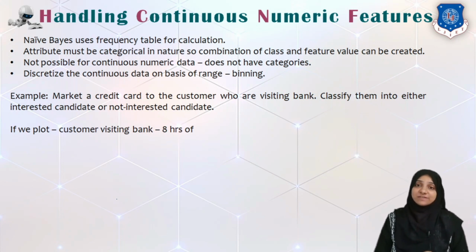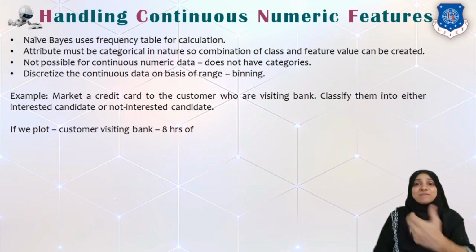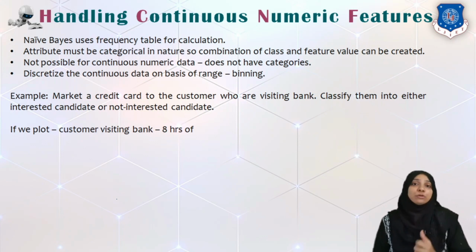For example, say in a bank there are some customers who are visiting, and we want to market our new credit card to those customers. Now these customers rush into the bank at different times. Say the highest rush is from 11 a.m. to 2 p.m. During that time we have to target most of the customers, because the maximum number of people are visiting the bank in those hours.